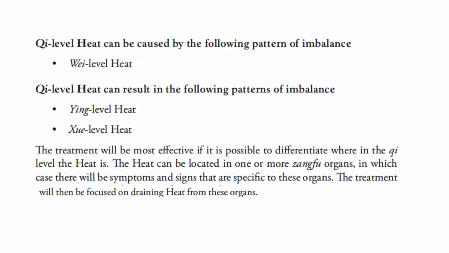Qi level heat can be caused by Wei level heat. Qi level heat can result in Yin level heat and Shui level heat. The treatment will be most effective if it is possible to differentiate where in the qi level the heat is. The heat can be located in one or more Zangfu organs, in which case there will be symptoms and signs that are specific to these organs. The treatment will then be focused on draining heat from these organs.